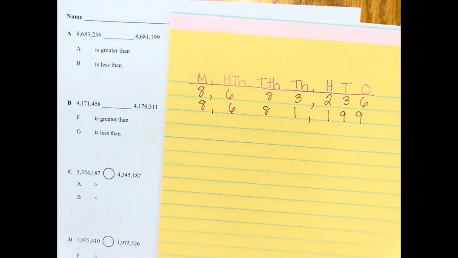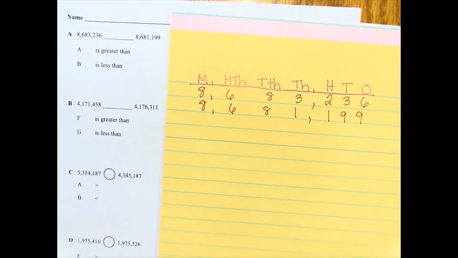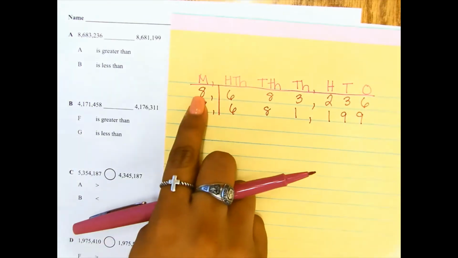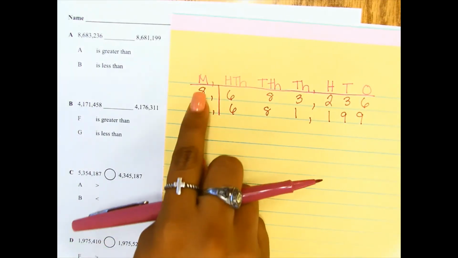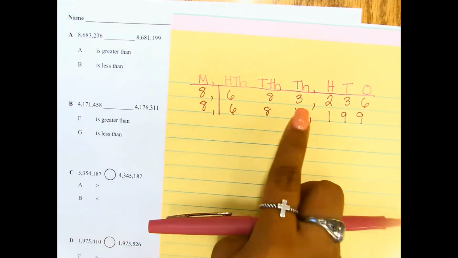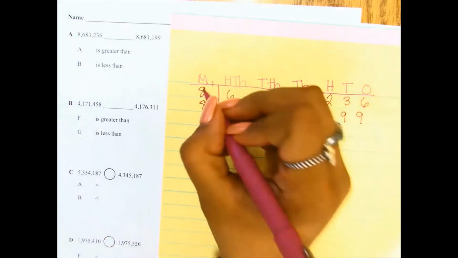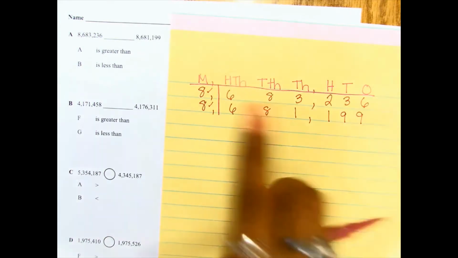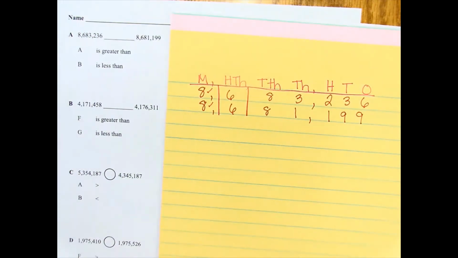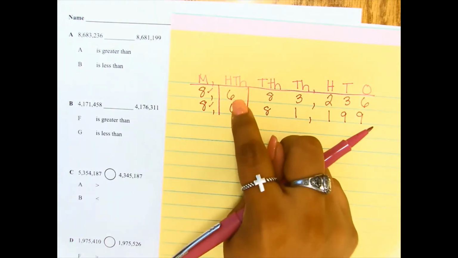And just like before, I'm going to compare first my highest place value. My highest place value is my millions place. So I'm going to draw a line here. I'm going to compare 8 and 8. They are equal. This does not help me decide which one is greater and which one is less. So these are equal. I have to move on to my next highest place value, which is my 100,000s. They are also equal. 6 and 6 are equal.